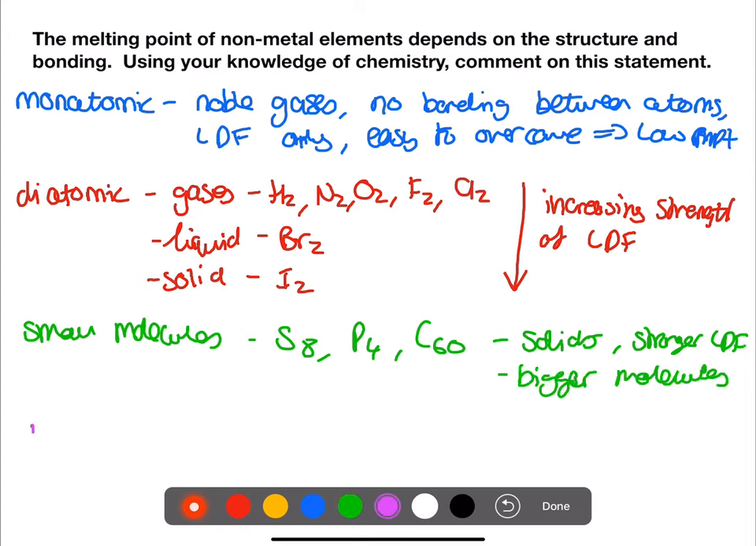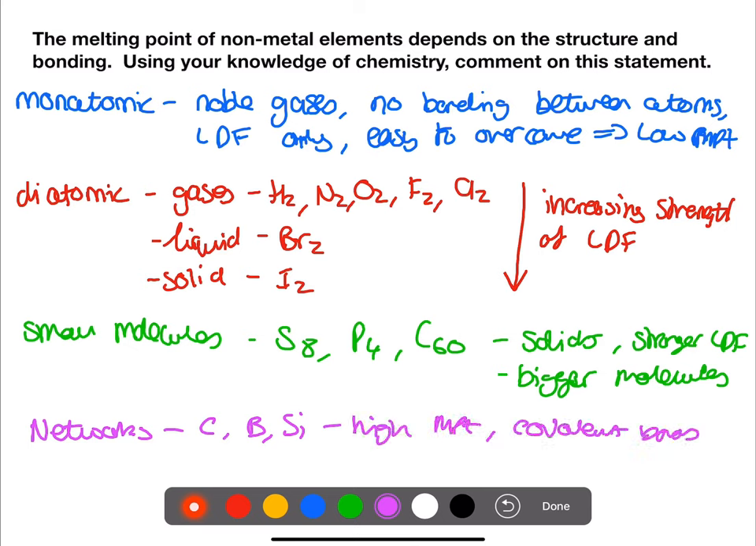And then finally, you have the networks. You have carbon, boron, and silicon. These all have high melting points. They have covalent bonds between all atoms, and these need to be broken to melt the substance.